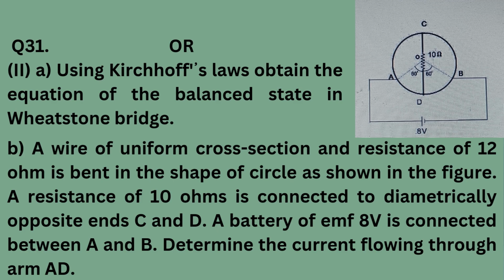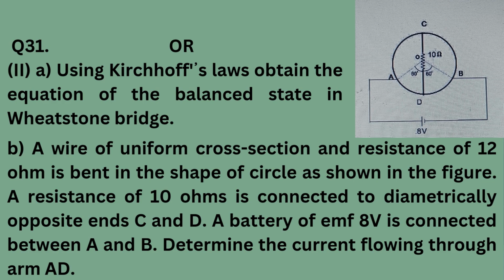Thirty-first, part second A. Using Kirchhoff's laws, obtain the equation of balanced state in Wheatstone bridge. And the B part is a wire of uniform cross section and resistance of 10 ohm is bent in the shape of circle as shown in figure. The resistance of 10 ohm is connected to diametrically opposite ends C and D. A battery of EMF 8 volt is connected between A and B. Determine the current flowing through the arm AD.